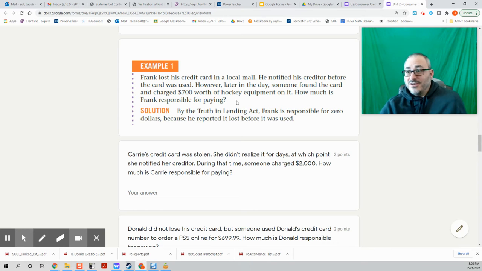Well, if you recall, there's this thing called the Truth in Lending Act. By the Truth in Lending Act, Frank is responsible for $0 because he reported it lost before it was used, right? Because he reported it lost before it was used, he's not responsible for any of that money that got charged. He doesn't have to pay back any of that $700 of stuff that he didn't buy, that someone else fraudulently charged to his card.